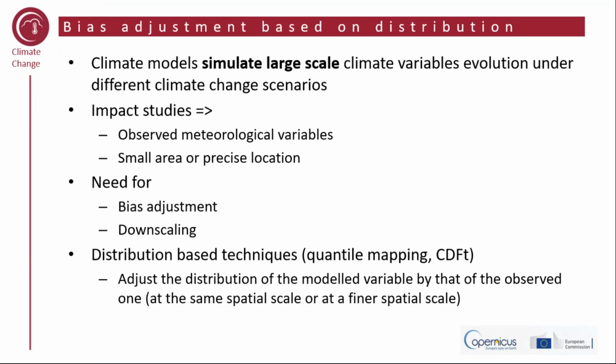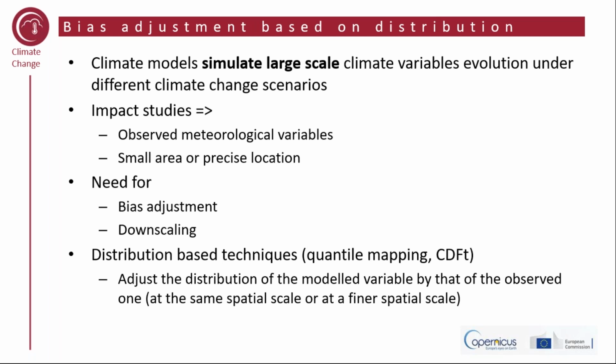So as everyone knows, climate models simulate large-scale climate variables. And so if we have to make impact studies, we need generally observed meteorological variables. All the tools developed are based on observed meteorological variables for a small area or even for a precise location. So there is always a need for bias adjustment and downscaling.